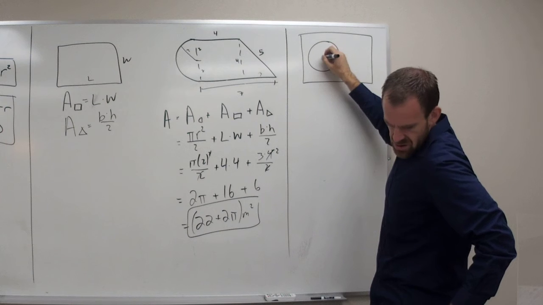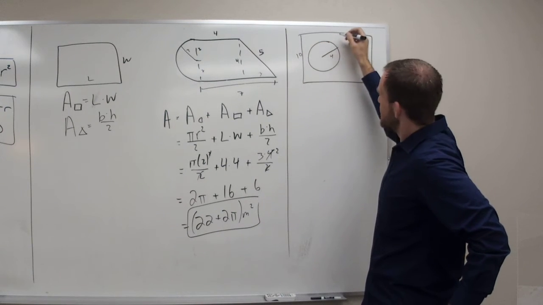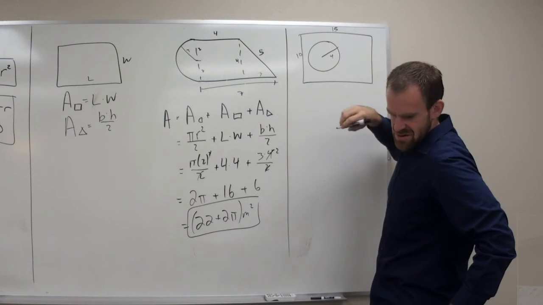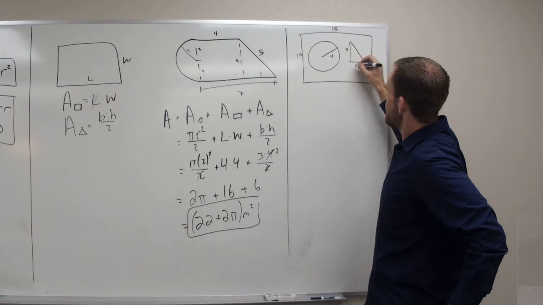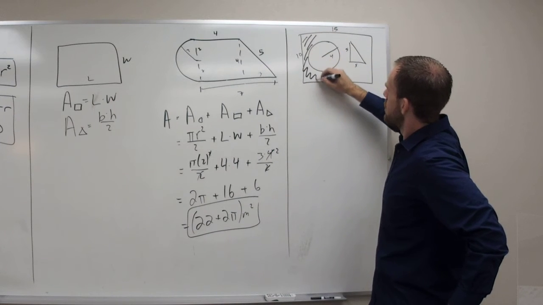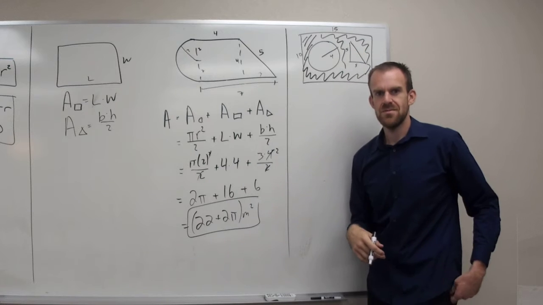So the radius of this is 4. We have 10. This is one of my favorite quiz questions, just a heads up. And this is 5 and 5. And they want this part. So everything outside of those two shapes.